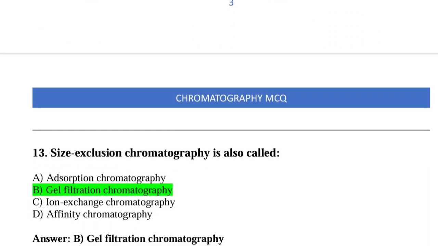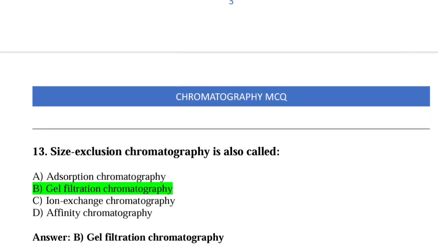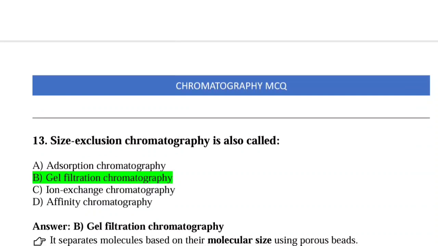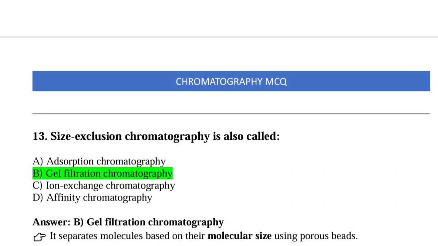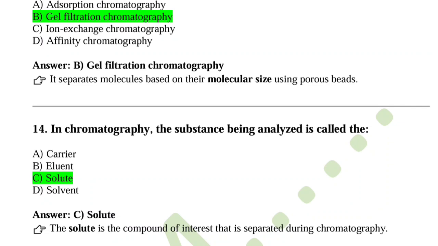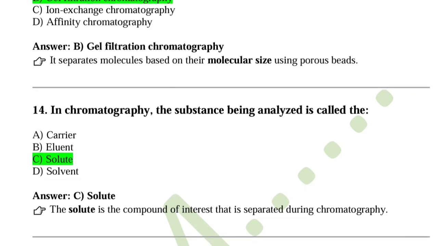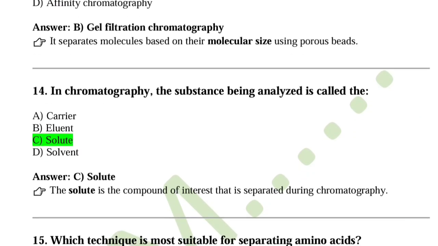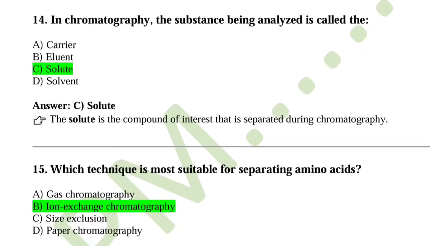Question number 13: size exclusion chromatography is also known as gel filtration chromatography, because it separates molecules based on their molecular size using porous beads. Question number 14: in chromatography the substance being analyzed is called solute. The substance which is present in a small quantity is called solute. The solute is the compound of interest that is separated during chromatography.